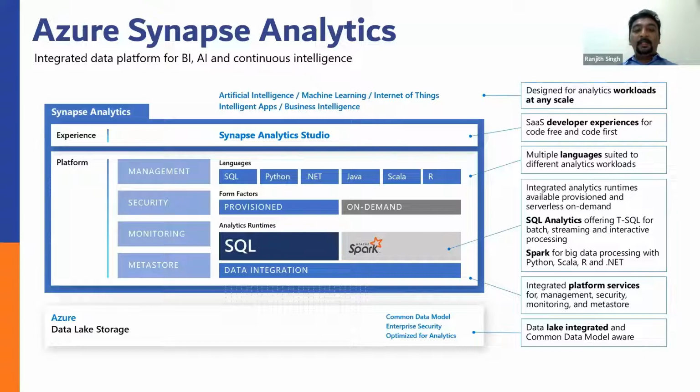And then your analytics runtime has SQL and Spark. The Spark is mainly used for your big data processing, and Python, Scala, or a .NET framework can be used on Spark to process your big data needs, right? But SQL will be mainly used for your batch, streaming, and more interactive processes.